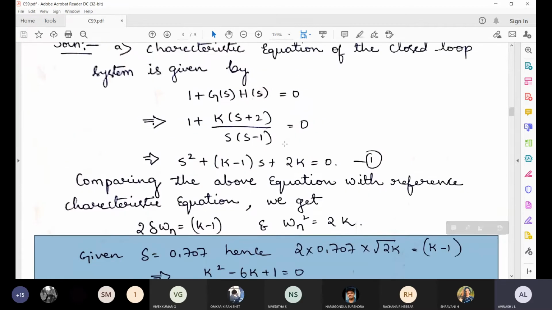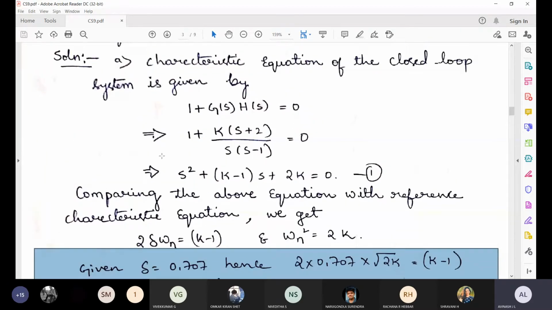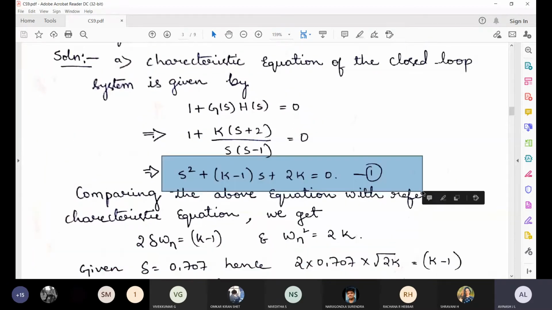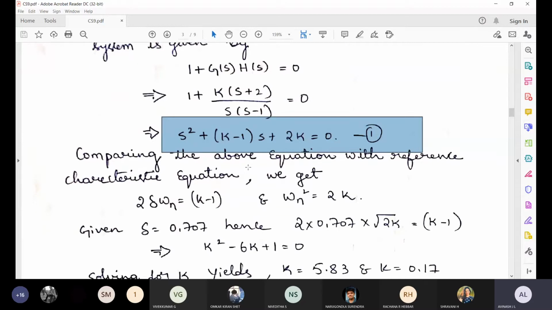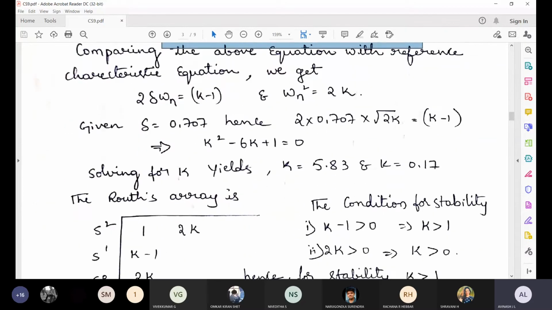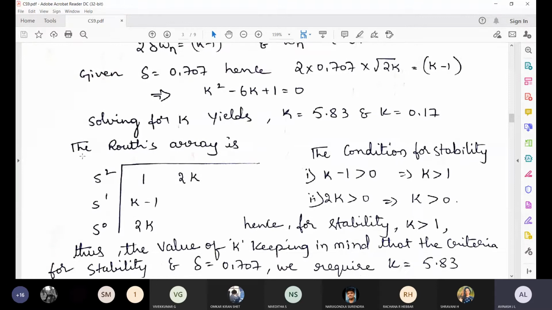So now what is the characteristic equation we got? So we got the characteristic equation as s square plus 2k into s, or s square plus k minus 1 into s plus 2k equal to 0. This is the characteristic equation what we got. So now if you want to build the RH array for this one, you will get an array like this.